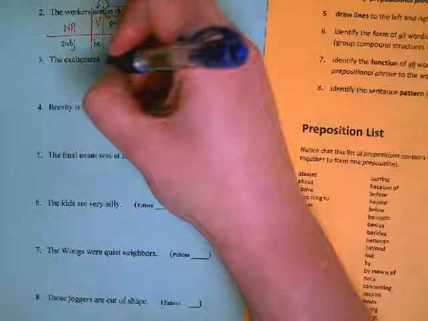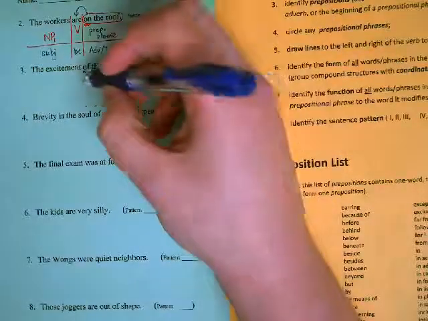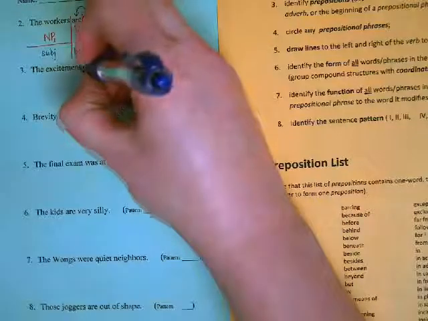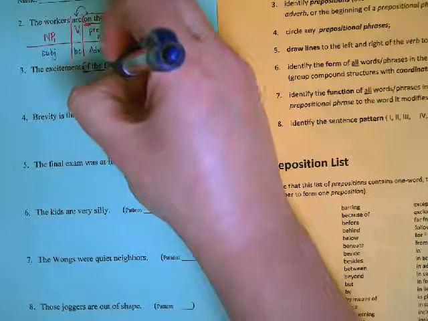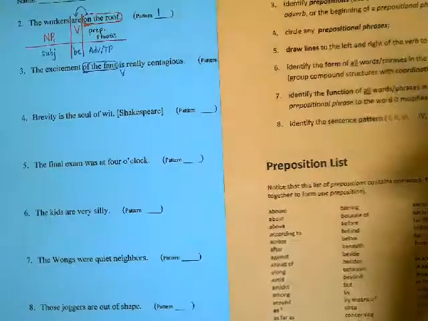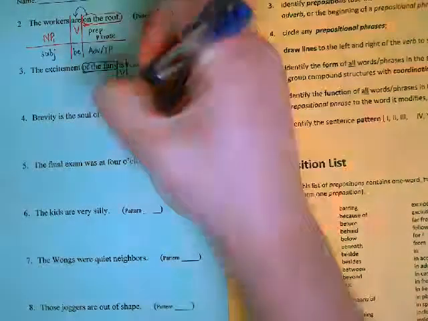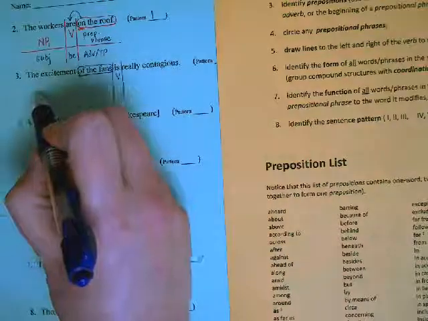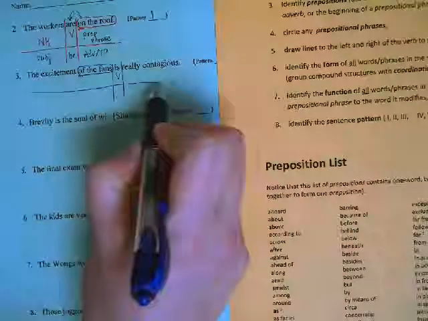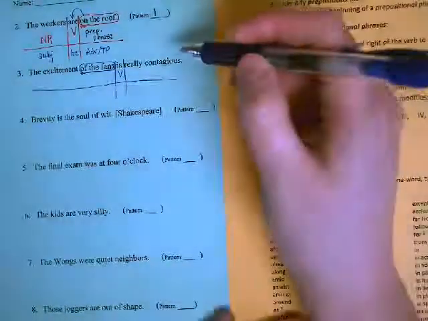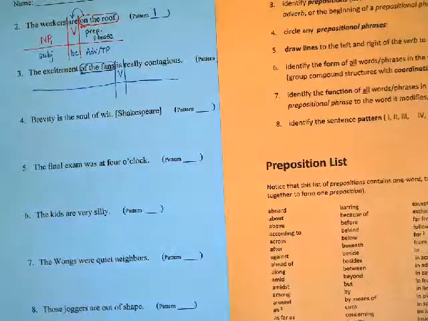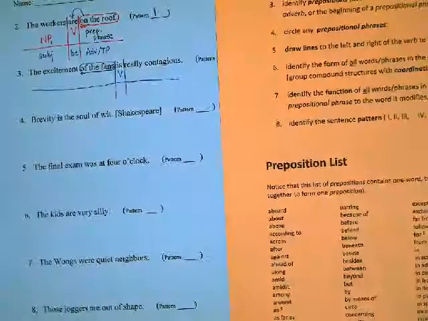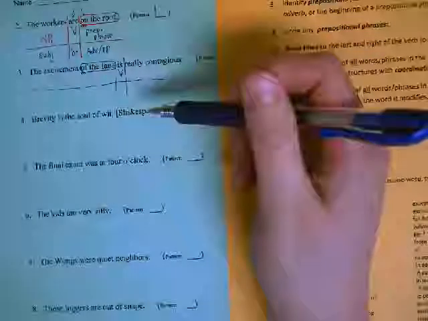So, preposition, and we want to circle it if it's a prepositional phrase. So of what? Of the fans. So we're going to circle that prepositional phrase. Then we want to draw lines to the left and to the right of our verb to separate it, and then we want to go from left to right and identify form and function. So remember, all that we're grouping together are prepositional phrases and noun phrases. Anything else you want to treat as a single word.